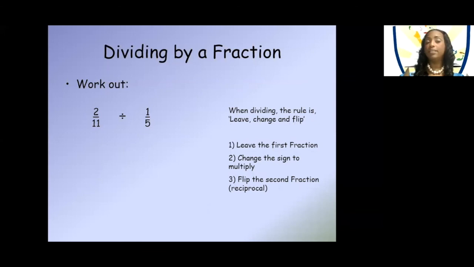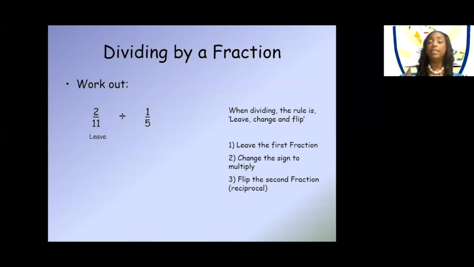I want you to work out the problem that I have on the screen. And kindly remember the rules when dividing fractions. Remember the rules. You want to leave, you want to change, and you want to flip or find the reciprocal. So you're going to leave the first part of that fraction. You're going to change the sign to multiply. Good. Then you want to flip the second part of the fraction, or again, find the reciprocal.